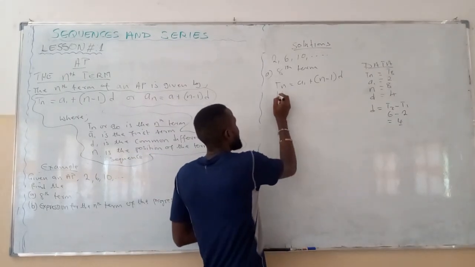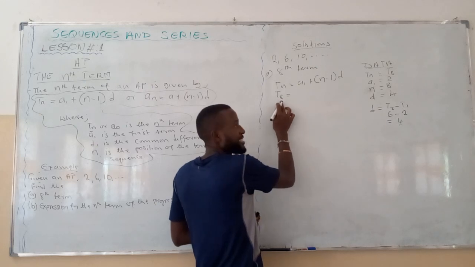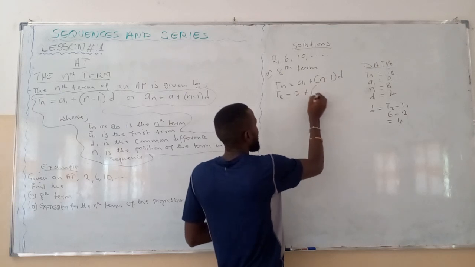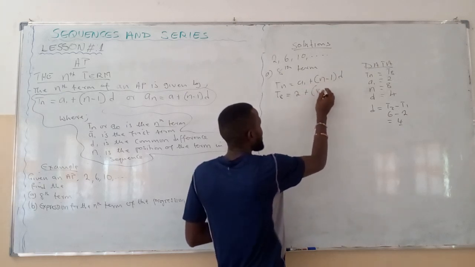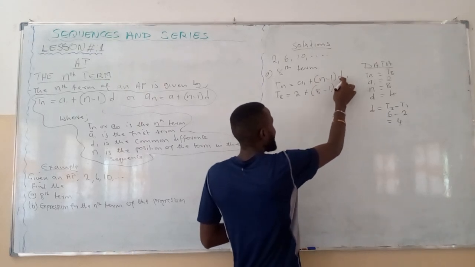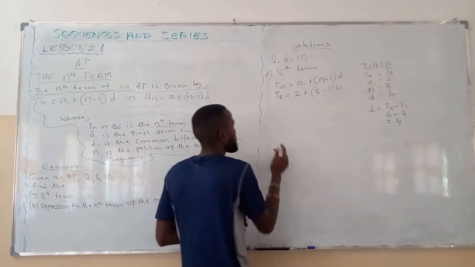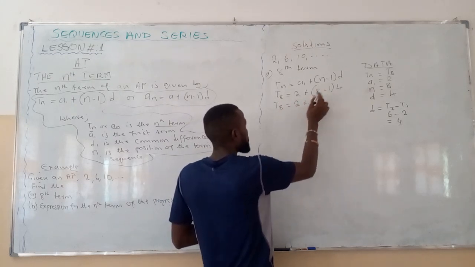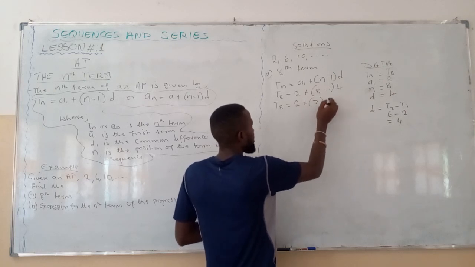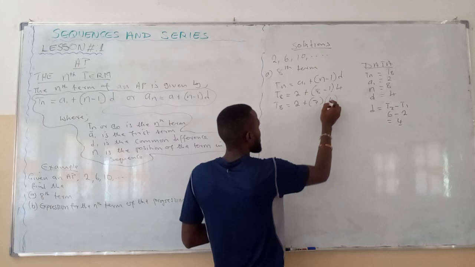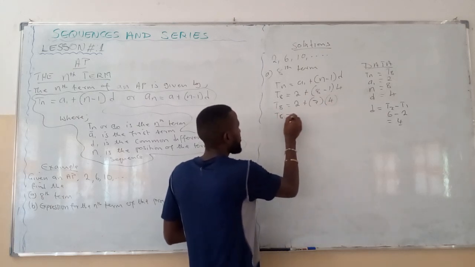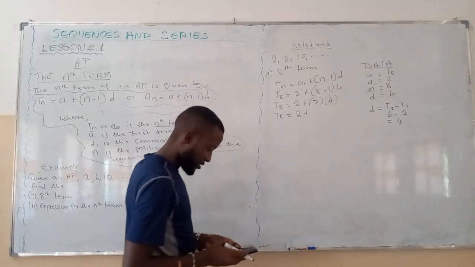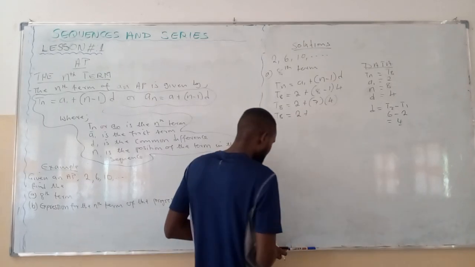So I'm going to say T8 is equal, meaning term 8 now in this term. Term 8 is equal to, what is my first term? Is 2 plus, what is my 8th term? 8 minus 1. What is my D? Is 4. Then now I simplify. T8 is equal to 2 plus 8 minus 1, we have 7, 7 multiplied by 4. Okay, T8 therefore is equal to 2 plus, what is 7 multiplied by 4? We have 28.